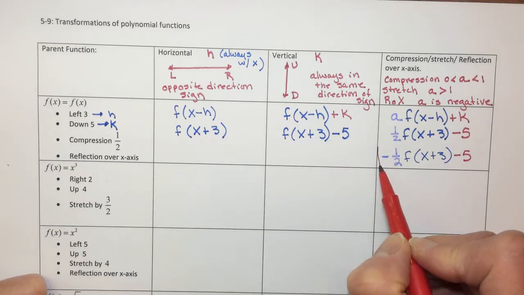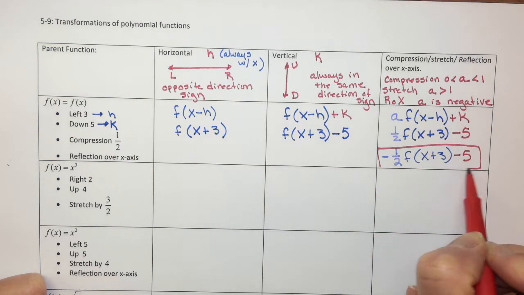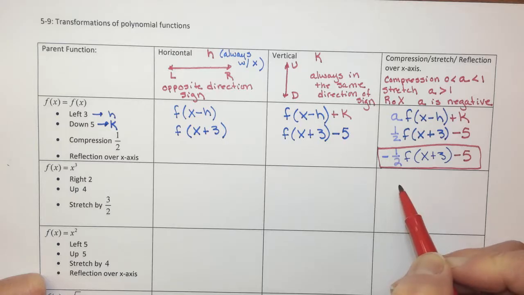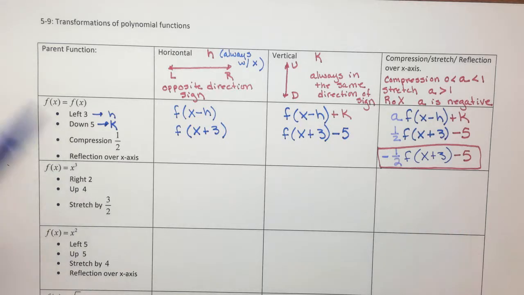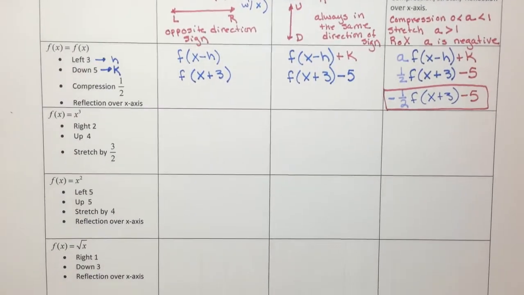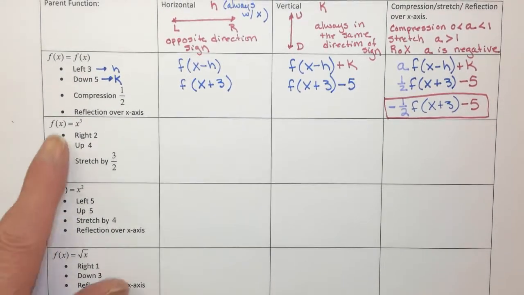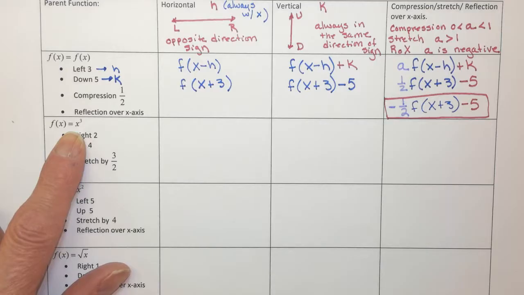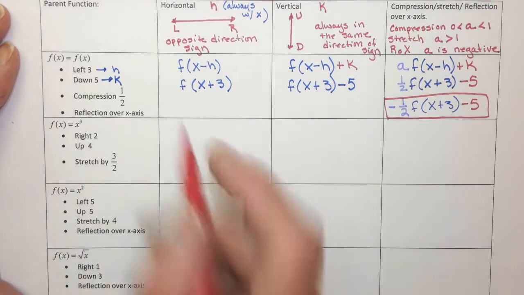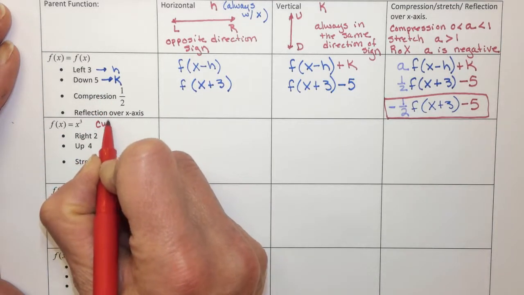this is what my general function would look like. All those things happen there. So now that we looked at it generally, let's look at it with a specific function. So here I'm looking at something that's cubic. This is my parent. This is a cubic function.